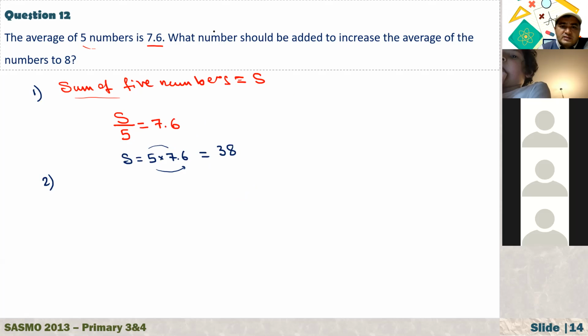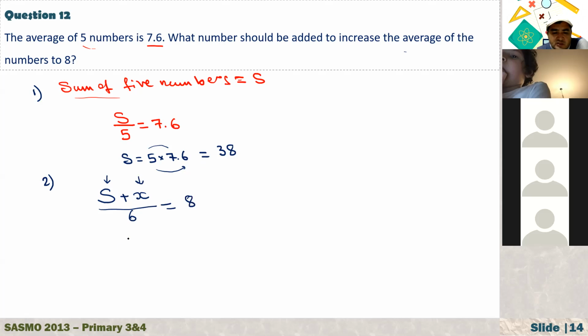Now the question is, what number should be added to increase the average of the numbers to 8? That means to this sum of numbers, I need to add one more number so that the average becomes 8. So this S is the sum of 5 numbers, and I'm going to add one more number, let's say X. Altogether we now have 6 numbers, and I should divide by 6 so that it becomes 8.